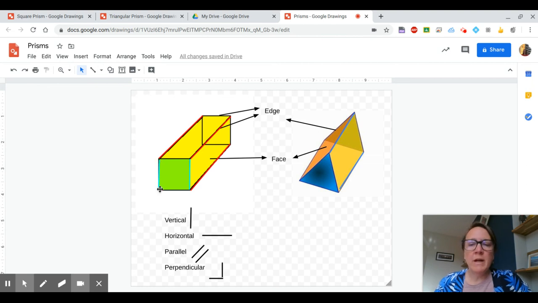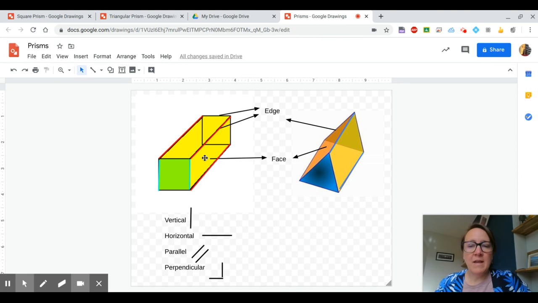Now, the blue ones compared to the red are perpendicular to each other. They go in the complete opposite direction of each other. And the same with the black compared to the blue as well.